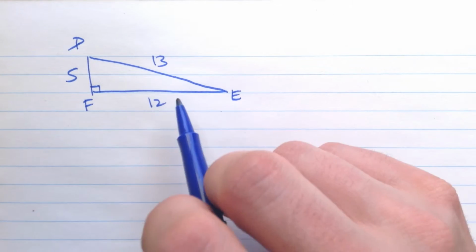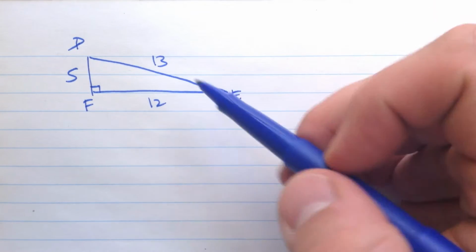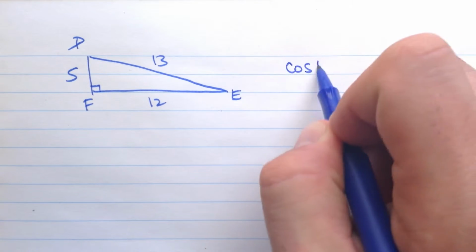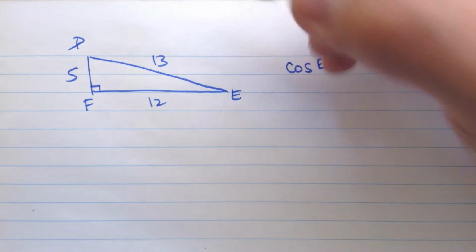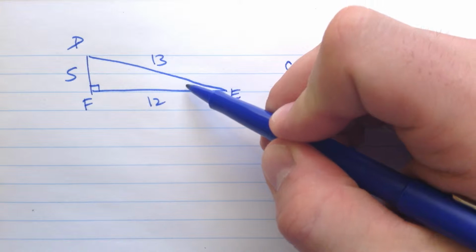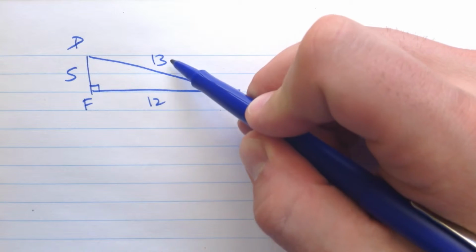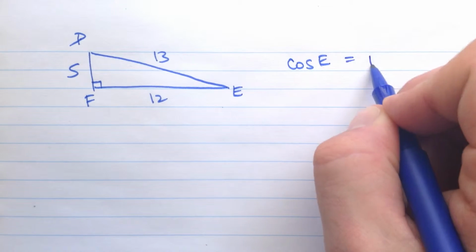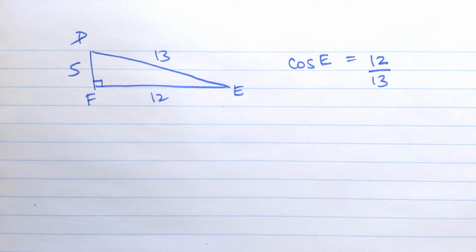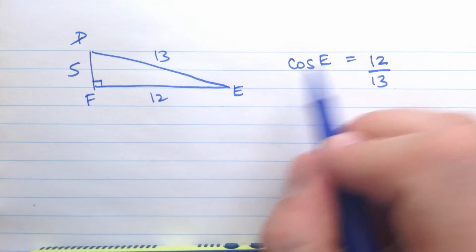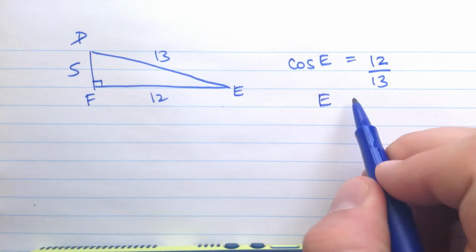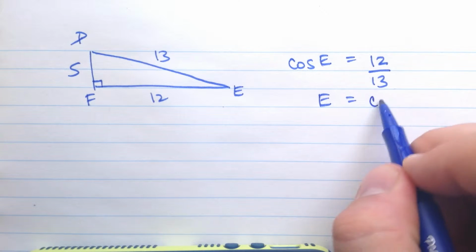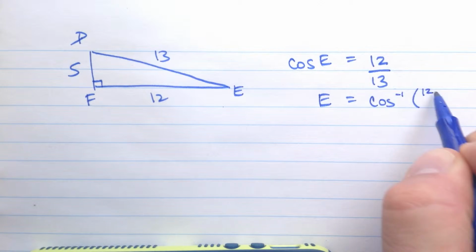And so once again, I don't know some angles. Let's try the cosine ratio this time. So cos of E, right here, well, I want the adjacent side, which is 12, divided by the hypotenuse. Cos E is 12 over 13. That means taking the cos inverse of both sides, I'll be left with E is equal to cos inverse of 12/13.